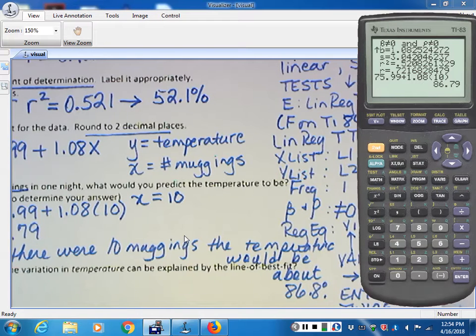I think I missed that part. So where did you put in the 75.99? I went back to the home screen. You hit second and mode to get back here.